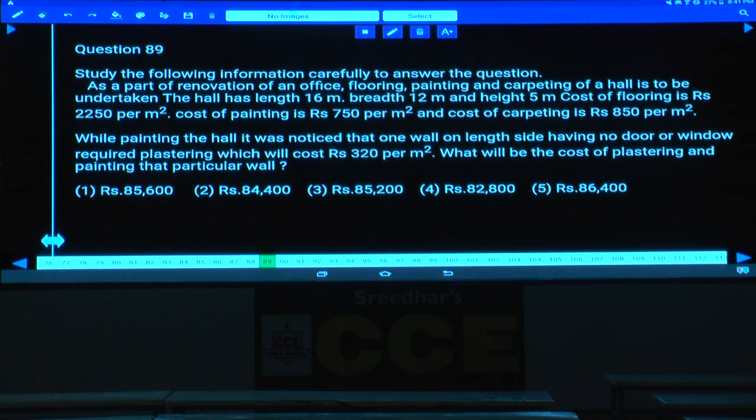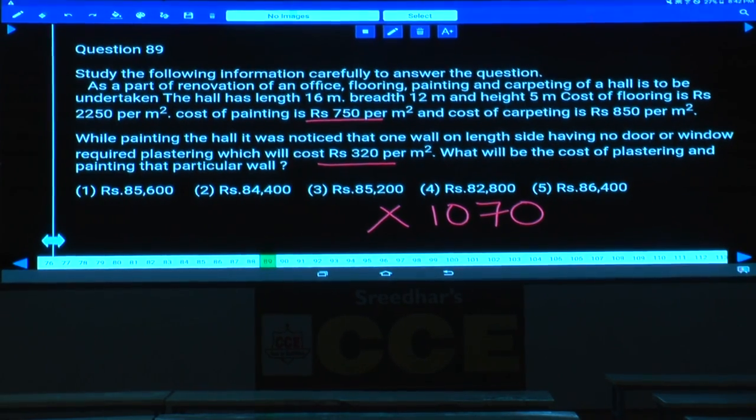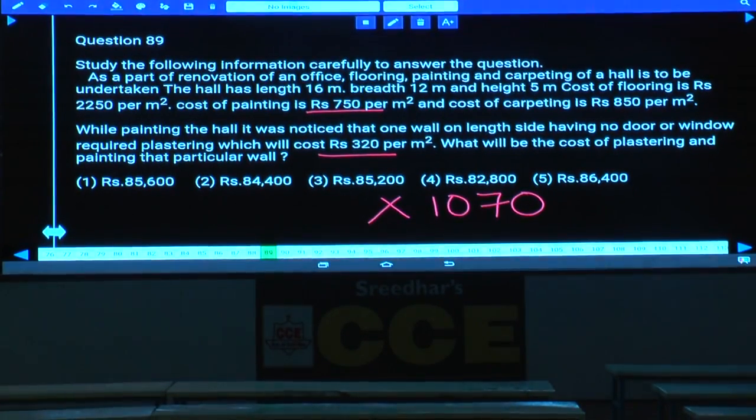What will be the cost of plastering and painting that particular wall? Okay. Now, for plastering, how much are they charging? 320. And for painting, 750. Total 1070. Into area we have to use, right? This is for the wall. On which side? Length side or breadth side? Length side. Take this room as an example.